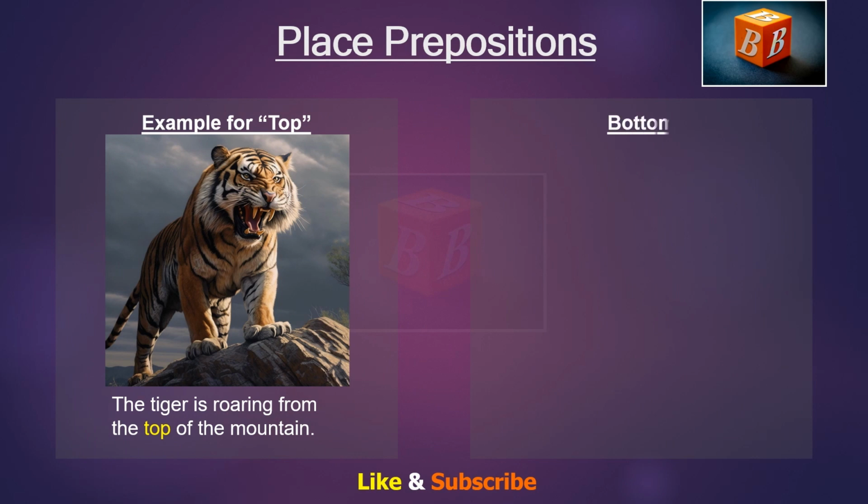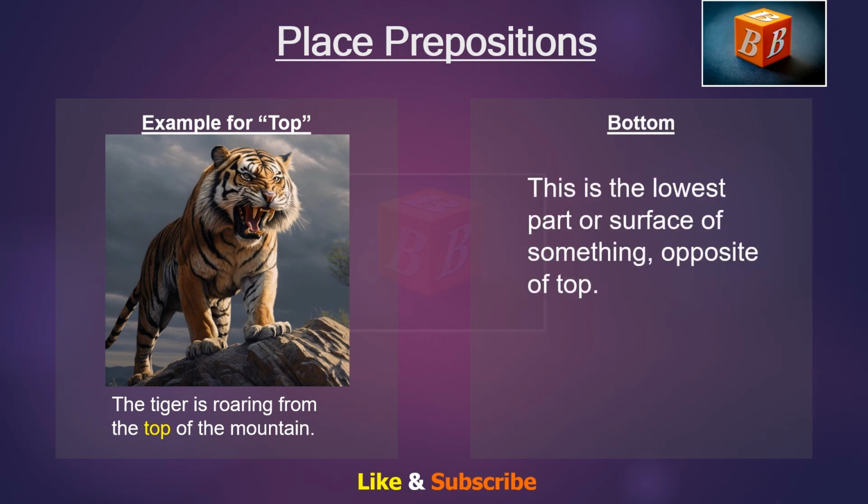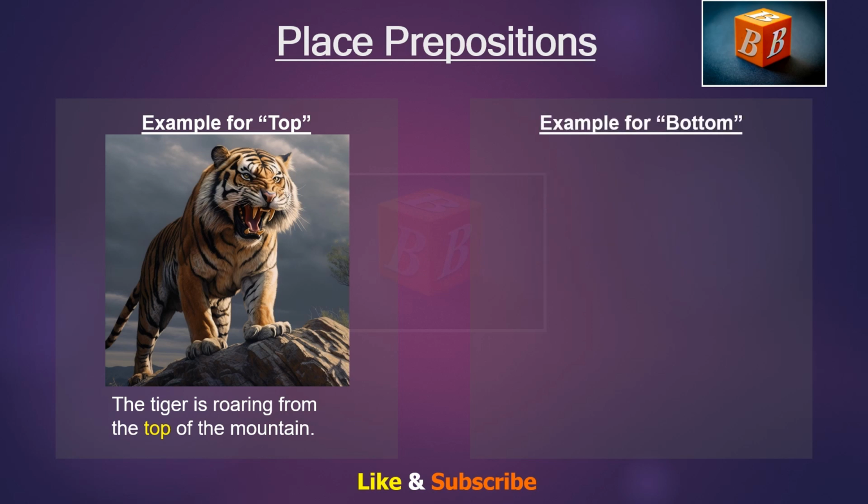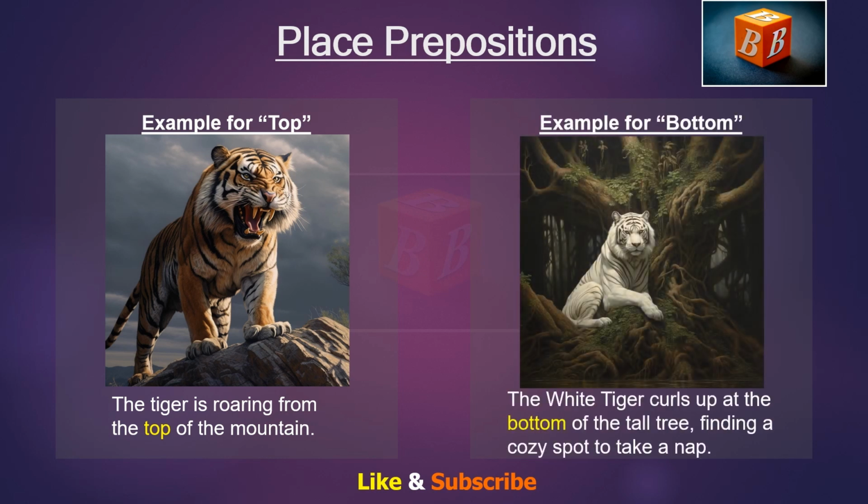Let's see about bottom. This is the lowest part or surface of something, opposite of top. The white tiger curls up at the bottom of the tall tree, finding a cozy spot to take a nap. In our sentence, the preposition bottom tells us exactly where the white tiger is resting, at the lowest part of the tree. It's a key word that helps us visualize its cozy napping spot.